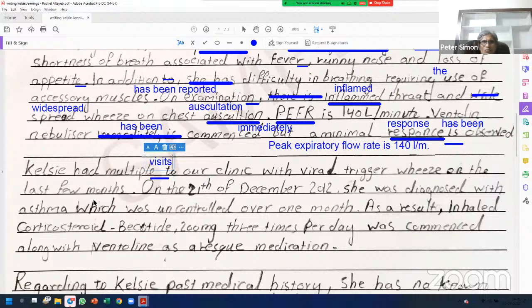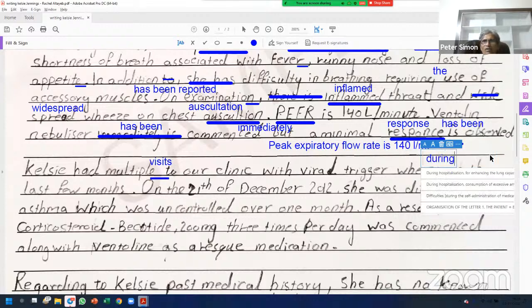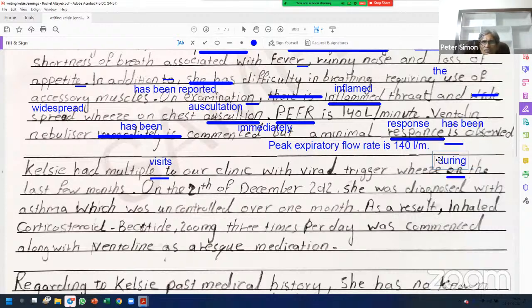Viral trigger V's on the last few months. Not "on the last," but "in the last" or "during the last" few months, or "for the last few months." Okay, during the last few months. Kelsie had multiple visits to our clinic with viral trigger.